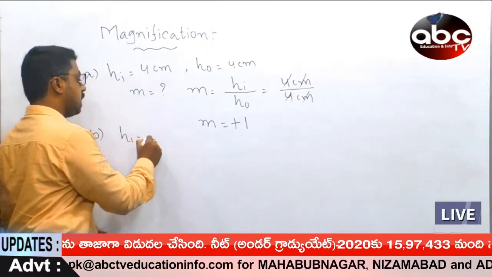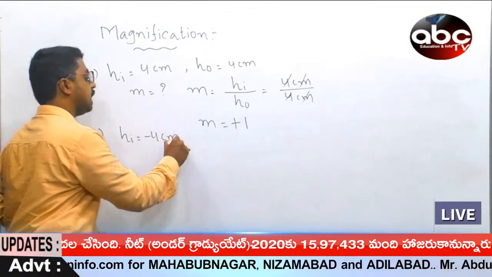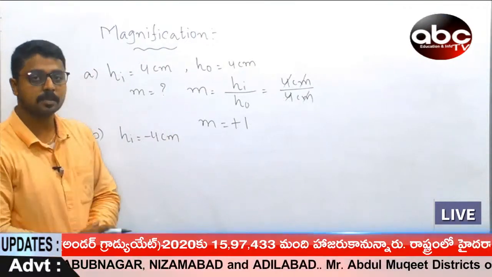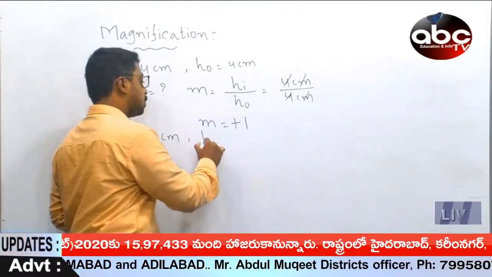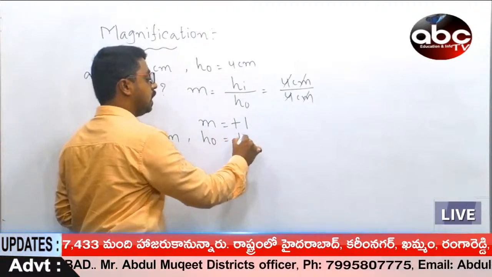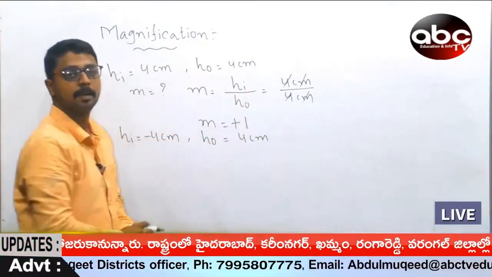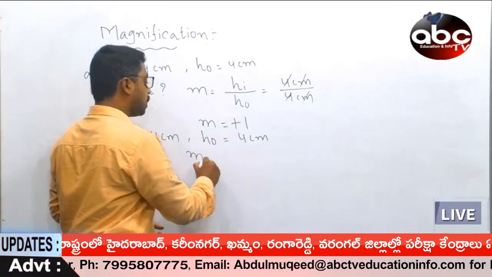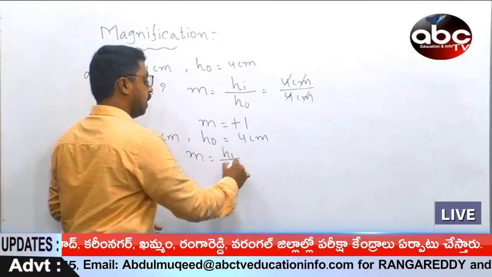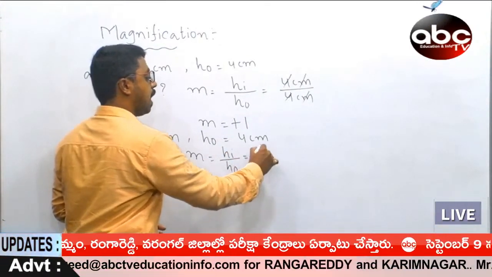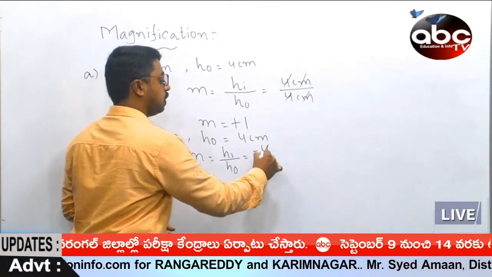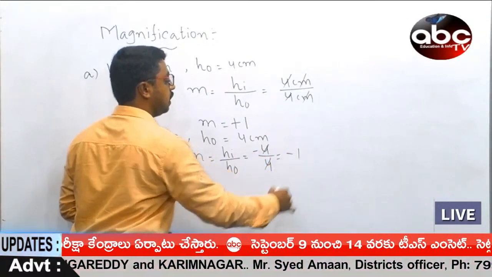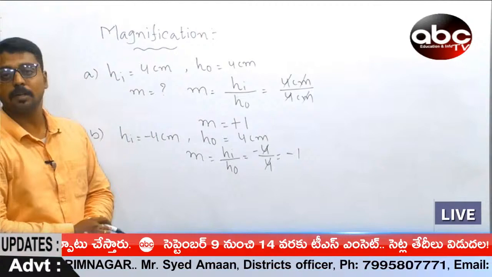HI is equal to minus 4 centimeter, for suppose, whereas HO is equal to 4 centimeter. Then the magnification power can be extracted. HI by HO, minus 4 by 4. This cancels and the result is minus 1.